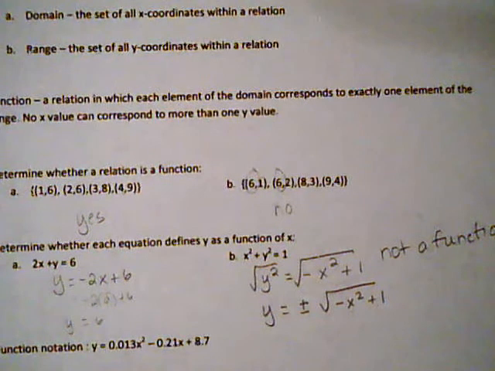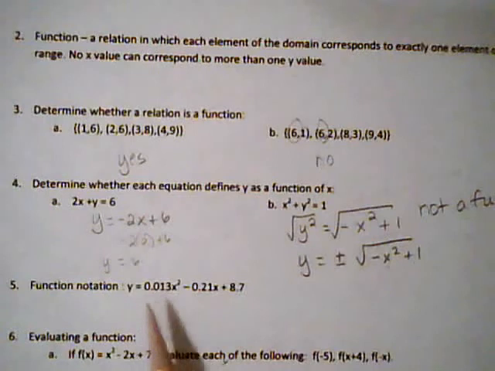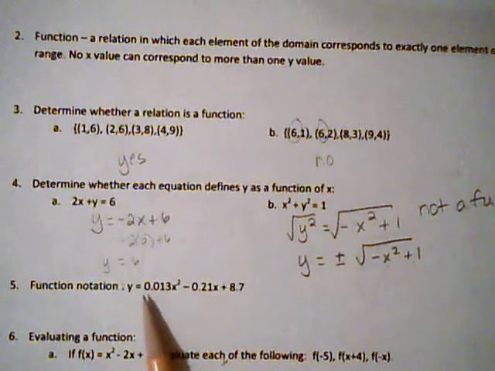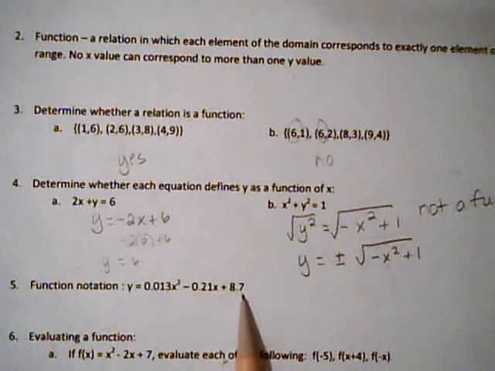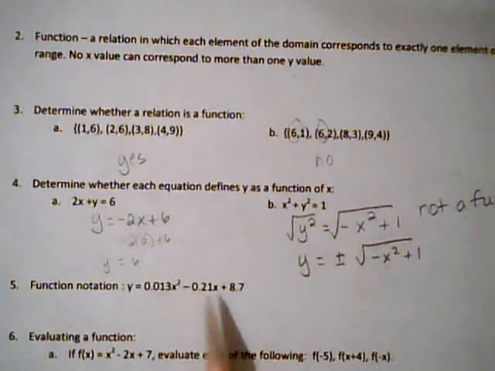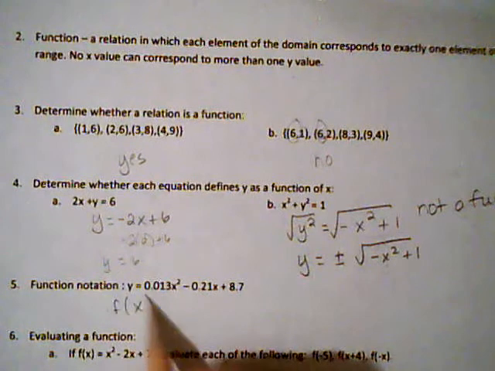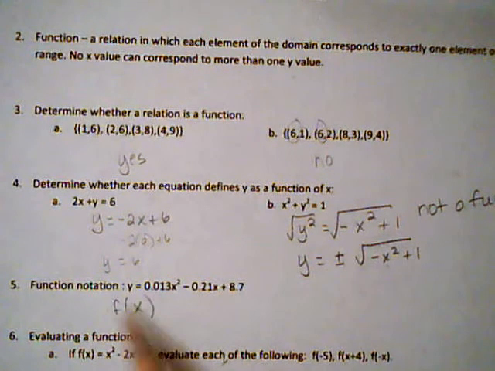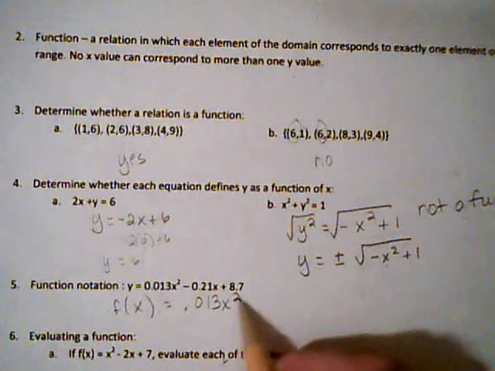Okay, let's look at number 5, function notation. Okay, this is an example of an equation that does represent a function. y equals 0.013x squared minus 0.21x plus 8.7. Okay, if I have an equation that I know is a function, I will use something called function notation, which here is f parenthesis x. This means f of x, or the function of x, and we write that in the place of the y.